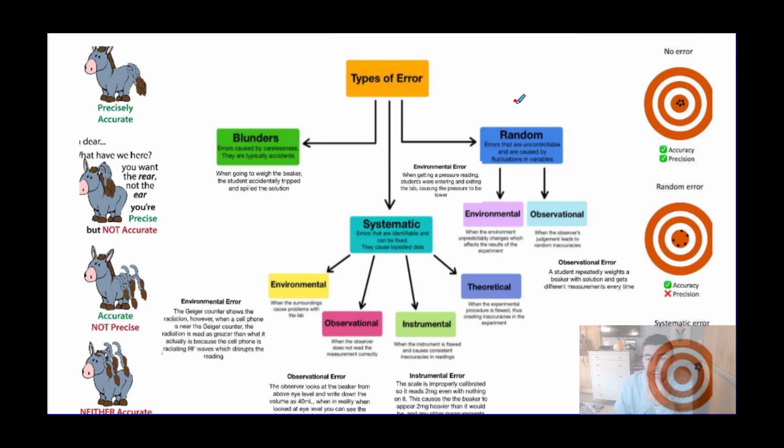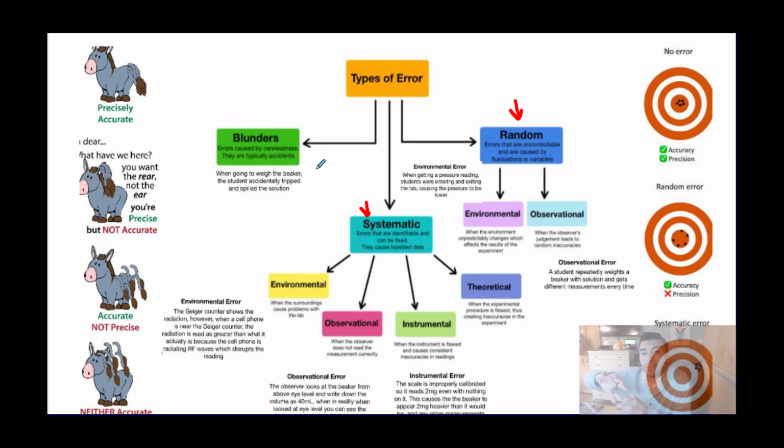Really, we focused on random versus systematic, right? A blunder is a type of error that is just a careless error caused by you. That's really just an accident that could have been avoided. So the example we gave here, like when going to weigh the beaker, the student accidentally tripped and spilled the solution. That would not be a good source of error to include in a lab report because that is a blunder that's on you.